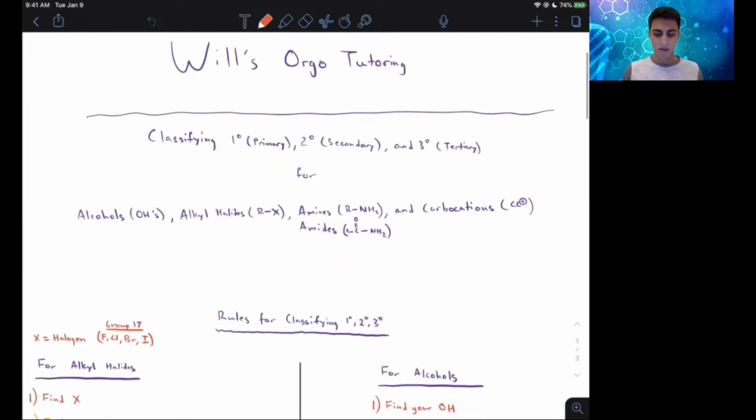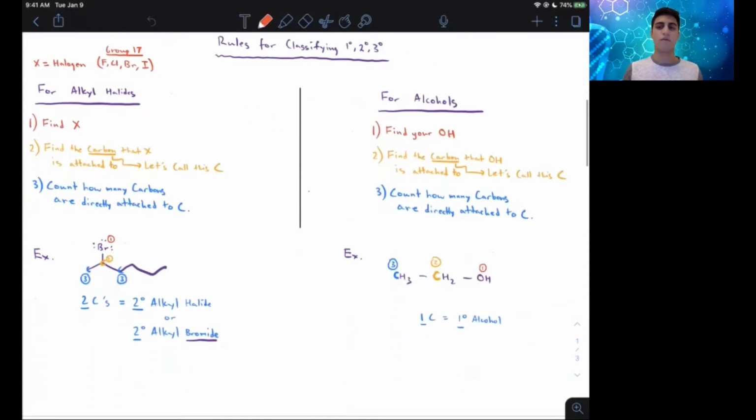Now, when it comes to organic chemistry, I love approaching things by giving a set of rules, because if you can apply a set of rules, all you have to do is follow those rules and you'll be able to answer a million practice problems very, very easily. So we can start off with rules for classifying primary, secondary, and tertiary.